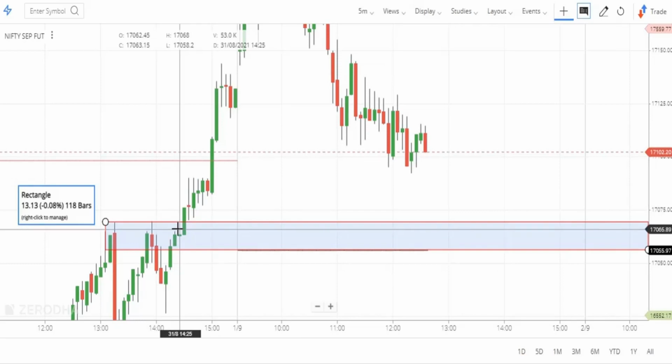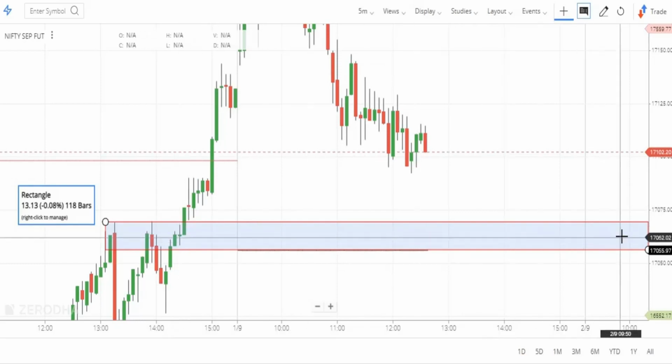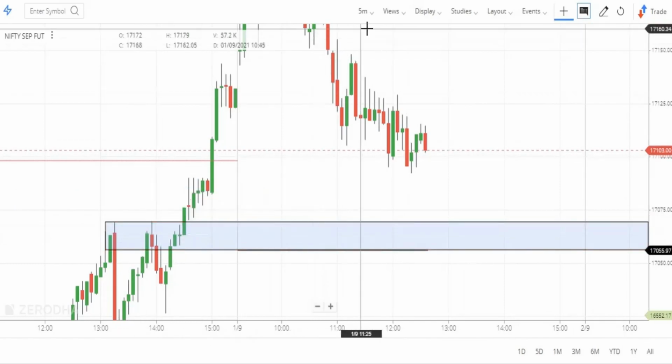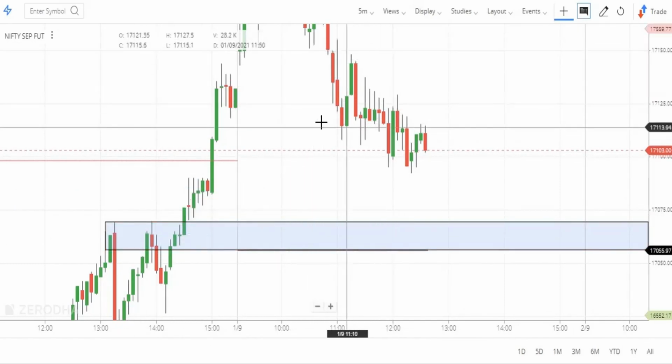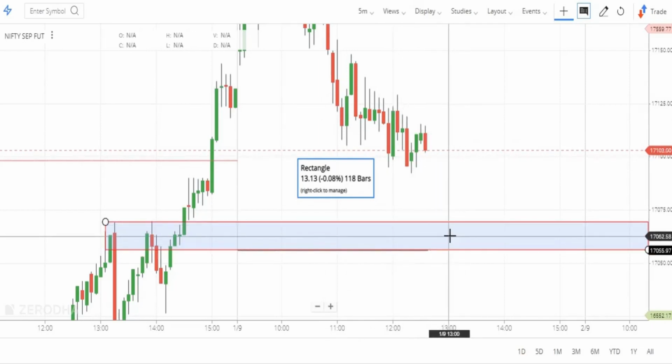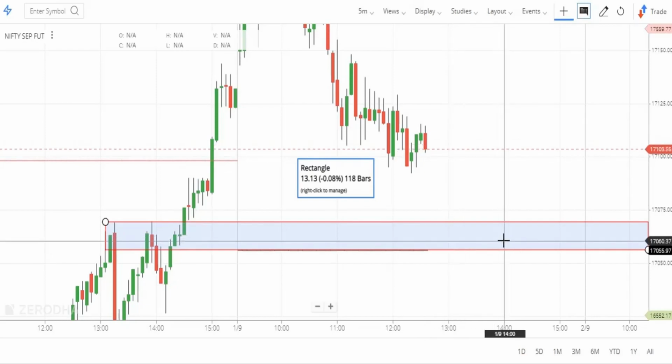We can expect fresh buying in this particular zone, and we can expect people who are short from these levels to book their profits in this zone. So this is how the zones are derived from the market. So this is a demand zone as of now.